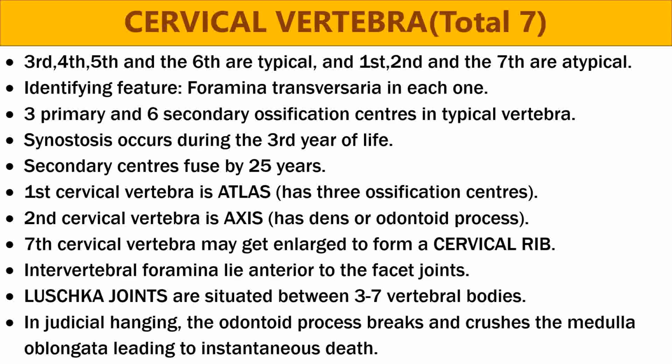There are 7 cervical vertebrae. The third, fourth, fifth, and the sixth are typical, while the first, second, and the seventh are atypical. The identifying feature of the cervical vertebrae is the presence of foramina transversaria in each cervical vertebra. There are 3 primary and 6 secondary centers of ossification in each typical cervical vertebra.